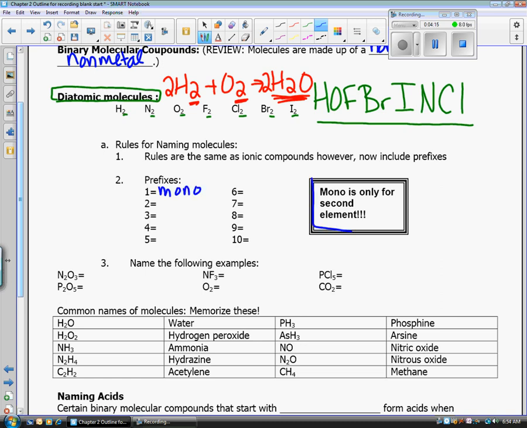But notice that's only used for the second element. None of these are going to start with mono, because then if it's alphabetized, you have lots in the M section. So we do not start with mono. But if you have one of the second thing, one anion, you are going to put mono in. Di for 2, tri for 3, 4 is tetra. You may have heard that game Tetris, where all the shapes have 4 parts.